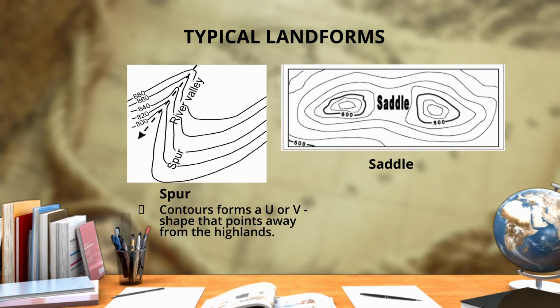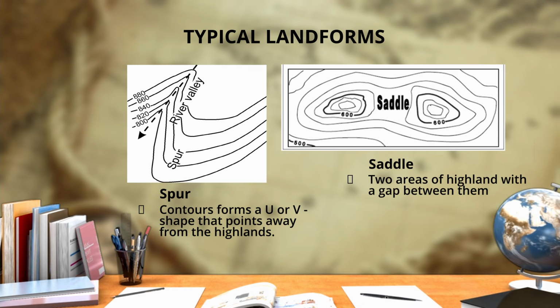Then we have a saddle. A saddle, as shown there, is just an area between two higher lands with a gap between them. So when there are two higher lands, the gap between them is called a saddle. Or in other words, it's just a land between two mountains in a map. That is a saddle, that space.